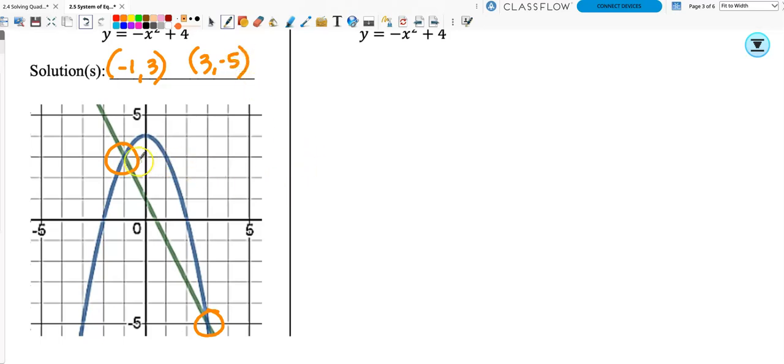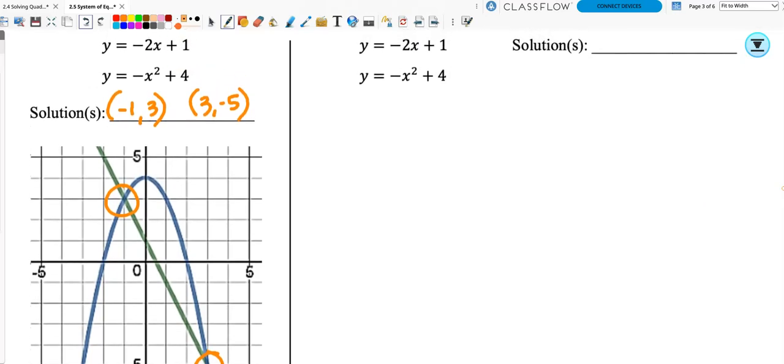Okay, so that's our solution. As long as you have a graph, it is not bad at all. Let's do this algebraically though. So I'm going to write the first one first. -2x plus 1, set it equal to -x squared plus 4. Okay, order doesn't matter. You can have them written backwards.